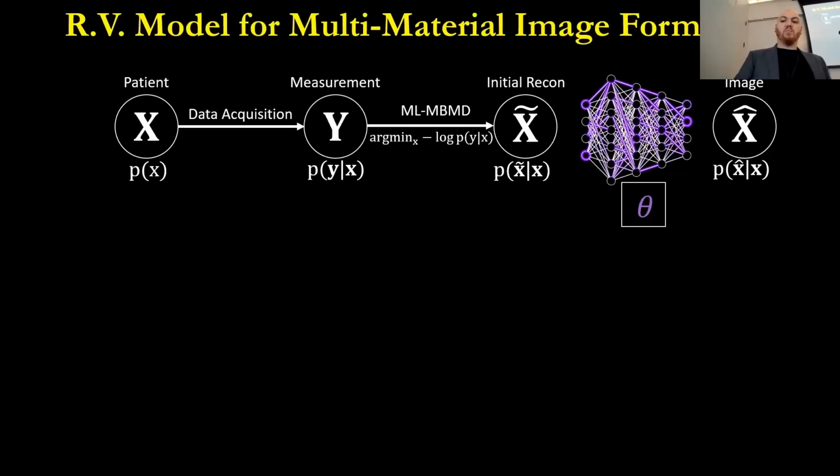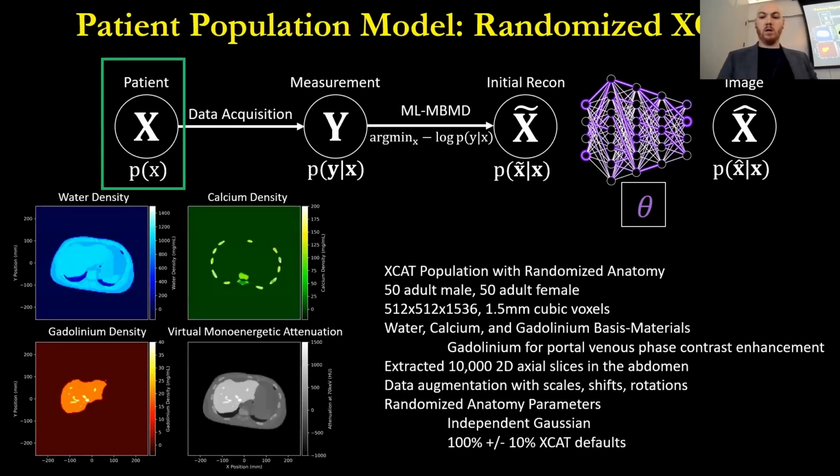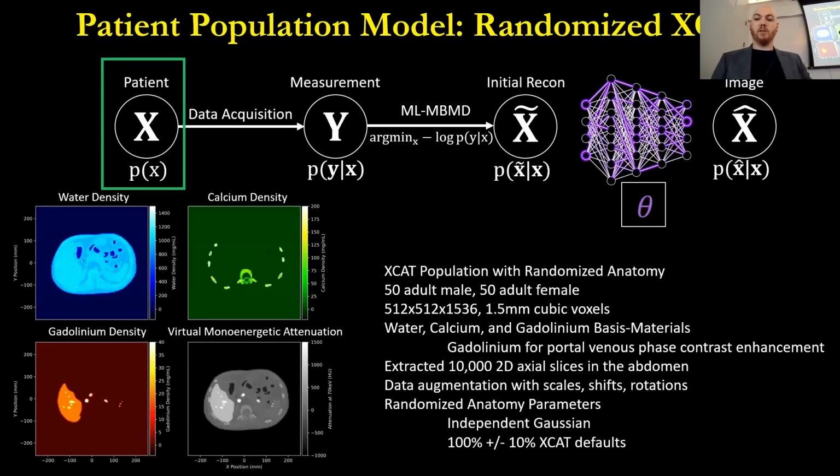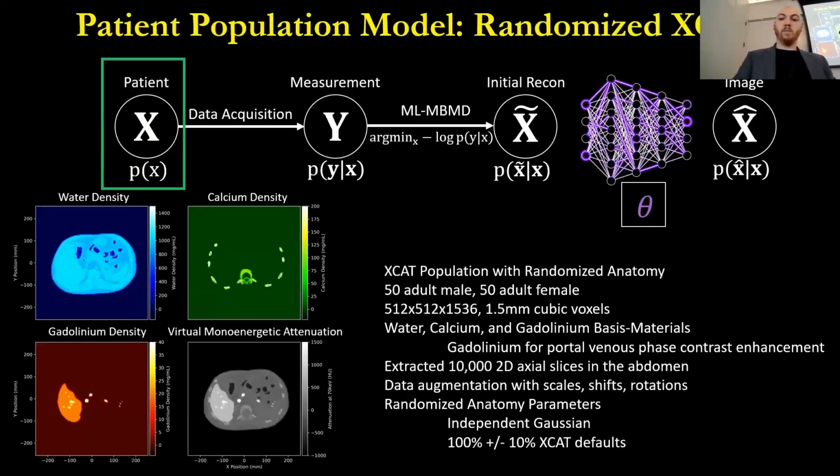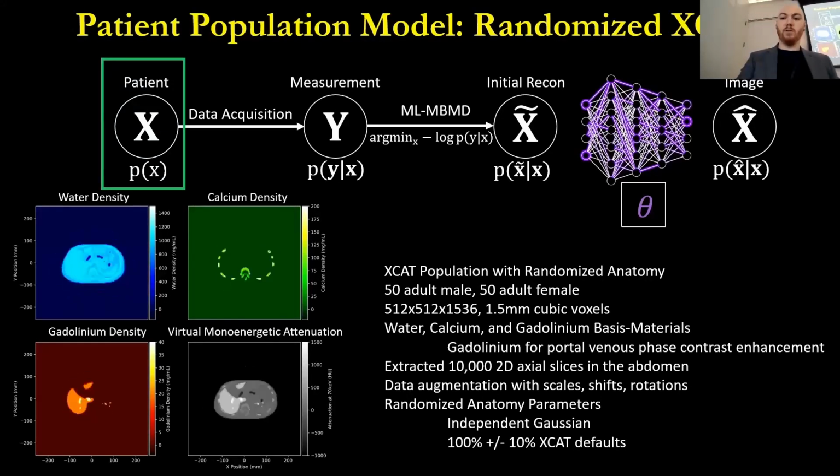Our approach is based on a probabilistic model of image formation, where the patient, the measurements, and the reconstructed images are all modeled as random variables. So to model the distribution of patients, we use XCAT to generate a population of digital phantoms with randomized anatomical parameters. We have 3 basis materials: water, calcium, and gadolinium. Gadolinium represents portal venous phase contrast enhancement.